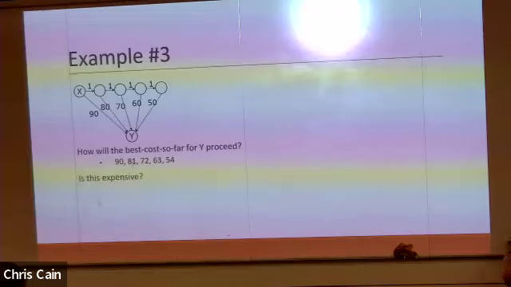Question that I have now, how expensive is this? How many times are we visiting each edge? We're asking a question about each edge at most once, right? We're looking at every edge at most once, yeah.